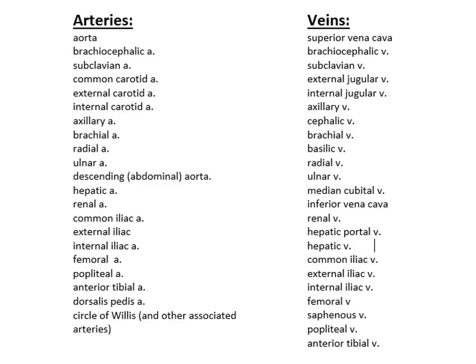Now this is a copy of our list of arteries and veins that you'll need to know. Now, one of the big things is, and I just want to show you a couple of things that hopefully will make it a little easier, is that probably 80% of these are the exact same. You've got a subclavian artery and a subclavian vein. You've got axillary artery and an axillary vein. You've got a brachial artery and a brachial vein.